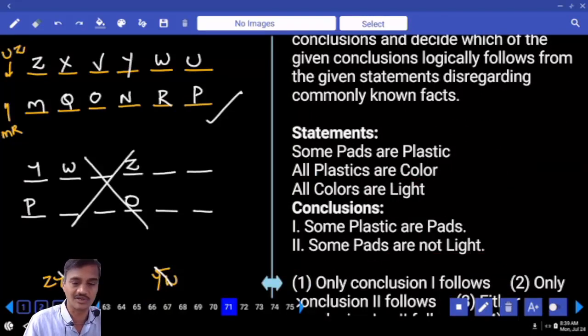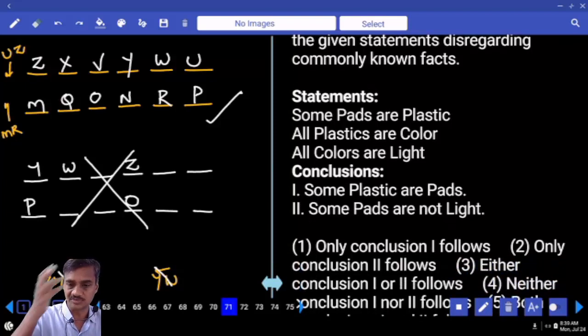And if you have correctly understood that point, then it would be very easy for you. Then next one, 71 onwards.